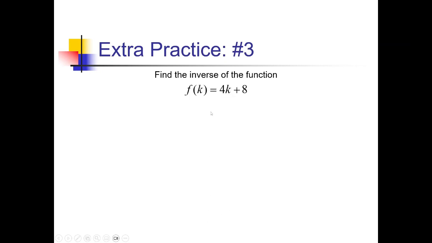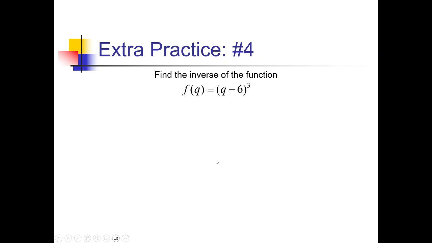For this function, it definitely has an inverse. This is just a line here. So let me go ahead and switch the input and output. I'll write this as k equals 4y plus 8. And then if I subtract 8 and divide by 4, that'll get y by itself. So I'll write f inverse of k equals k minus 8 over 4.